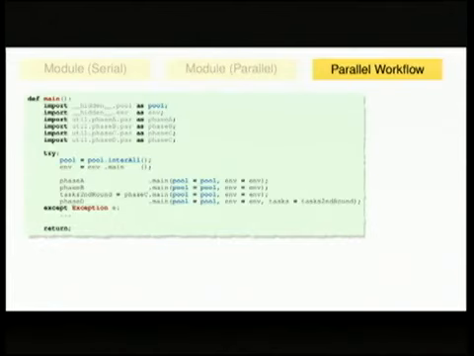Okay, now a parallel workflow. At the top level, it looks like, where's the parallelism here? It's all serial. I'm importing modules and then I'm invoking them one after the other. But this is a parallel workflow because each one of these modules is actually executing parallelism under the hood. I don't care about those details at this level.